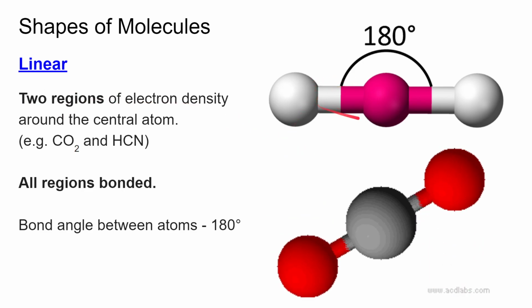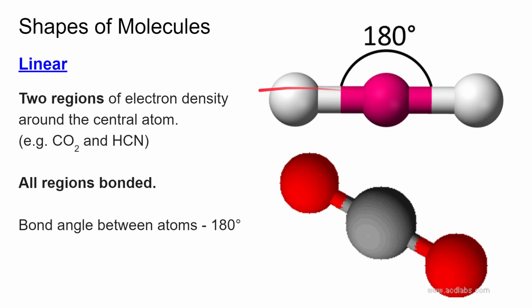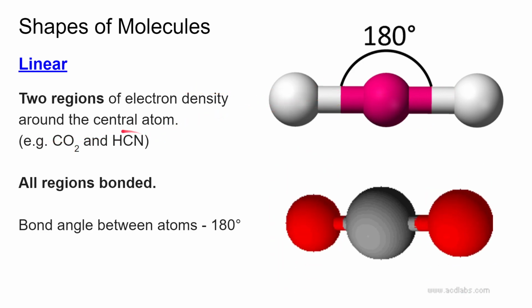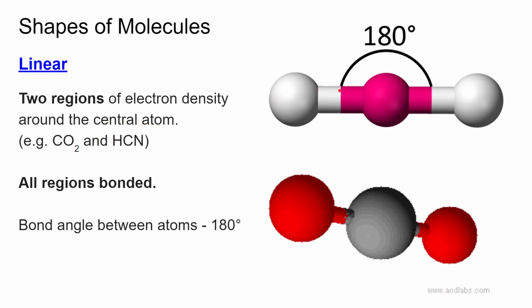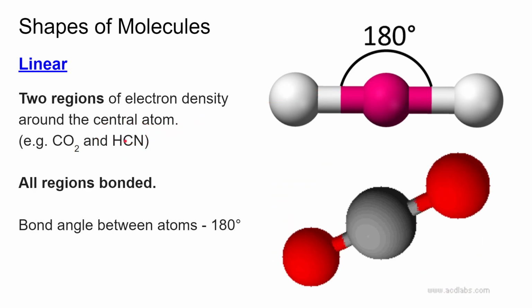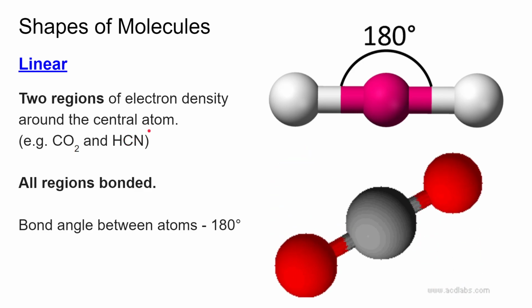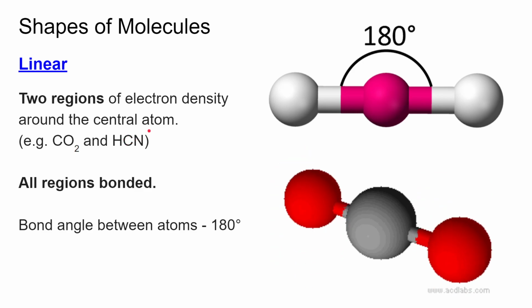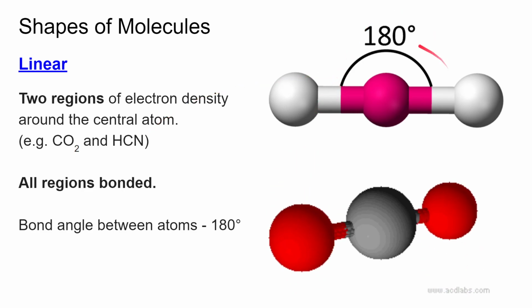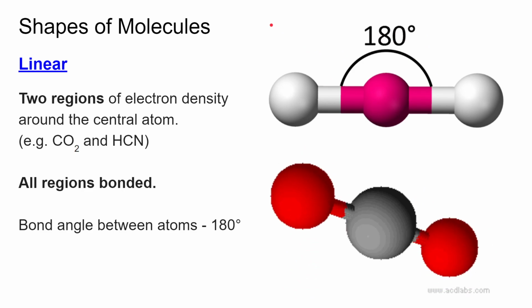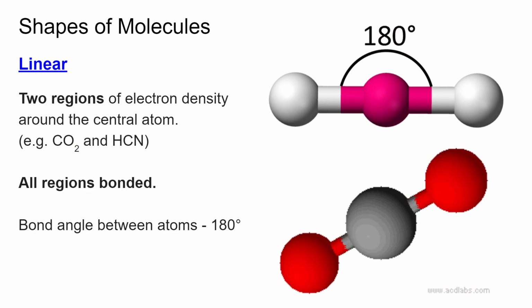So you have a region here in the bond and you have a region here in the bond. These are normally double bonds. Like CO2 has got a double bond, but with hydrogen cyanide you've got a single bond from the carbon to the hydrogen, and you've got a triple bond from the carbon to the nitrogen. So two regions of electron density, they spread out 180 degrees, as far away as they can get from each other. Because remember, these electron dense regions want to spread out as far as possible.